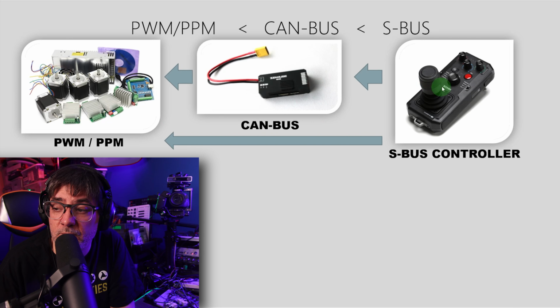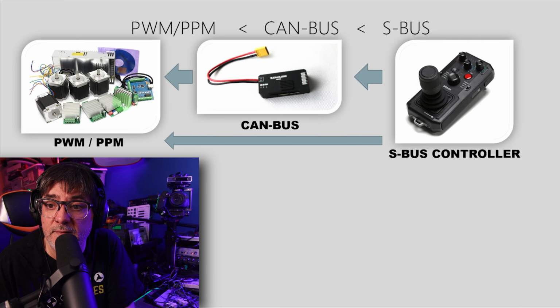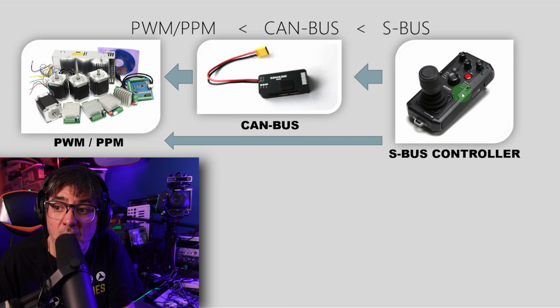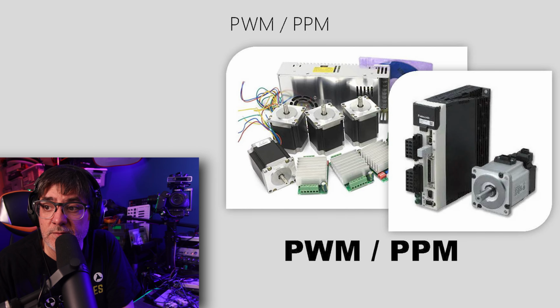You can control via S-bus directly to PWM or PPM, or go to a CAN bus, and the CAN bus is going to control everything. And here in the middle could be a microcontroller, but actually sometimes you don't even need that. You can go from S-bus to PWM and PPM. So we're going to see all those scenarios. But these are the two controllers, either PPM or PWM.